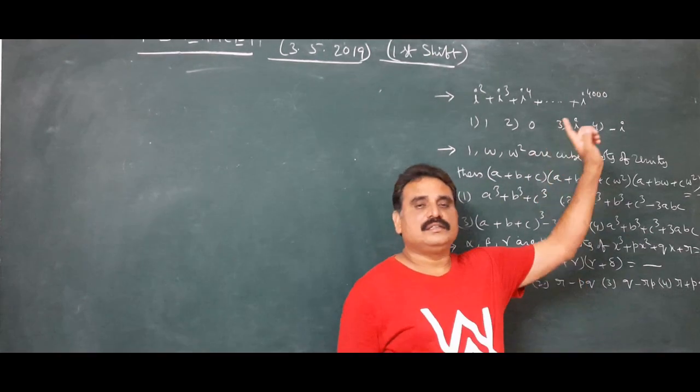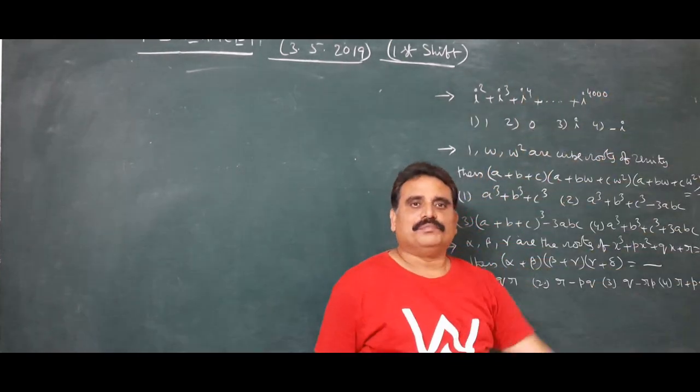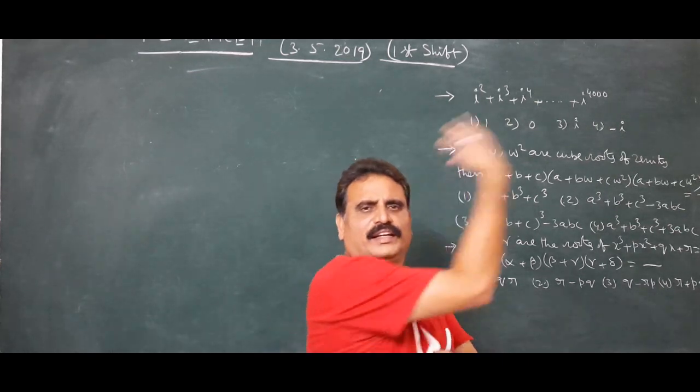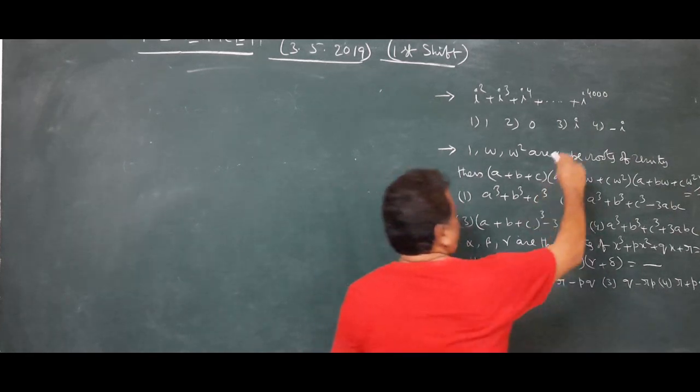But here in this summation, i is missing. If i is there, that sum is 0. i is not there, so I take that side, so that becomes minus i. So the answer is minus i. Simple.